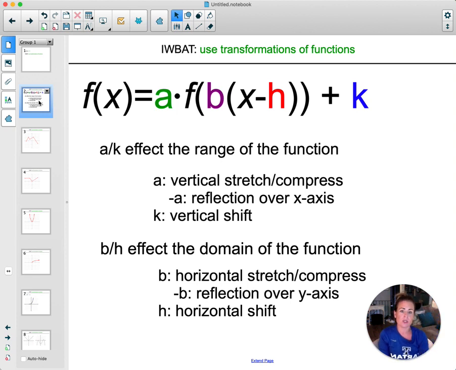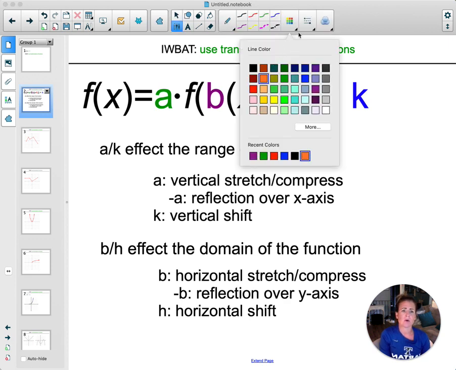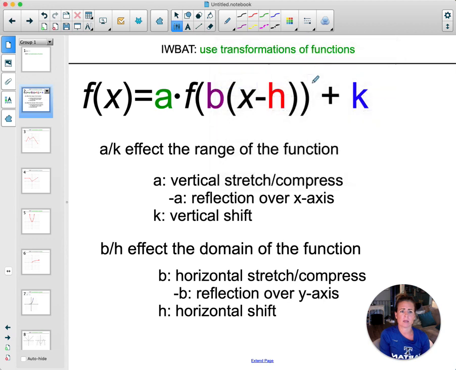But what I want you to notice here is that I don't actually have a specific function written down. So I don't have a square root or a quadratic or any of that type of thing. I'm just using a generic function f. So f of x, x being the input. Let me give you just a specific example so that you can see what I'm talking about. So we could have something like f of x equals 5 times 3 quantity x minus 2 squared plus 1.